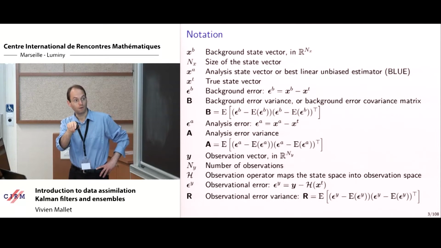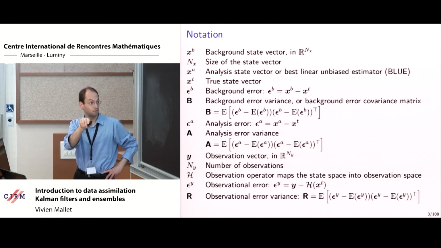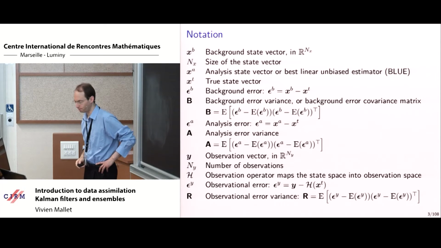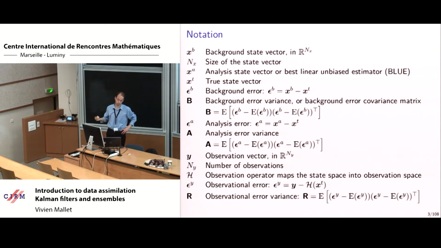Okay? So if you have the true state, exact state, you apply the observation operator, and then you make the difference with the observation, and you get what is called the observational error, because observations are not perfect either, and so we have to balance between the two. You've seen that this morning. Okay, and then this observational error has a variance as well, which is called R. All this can depend on time, then I'll put a subscript H in that case.